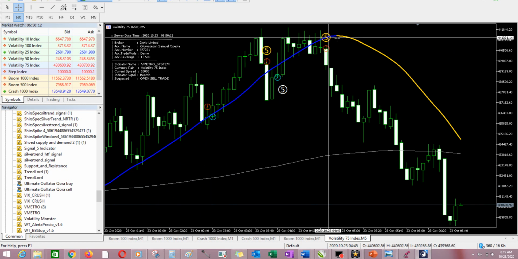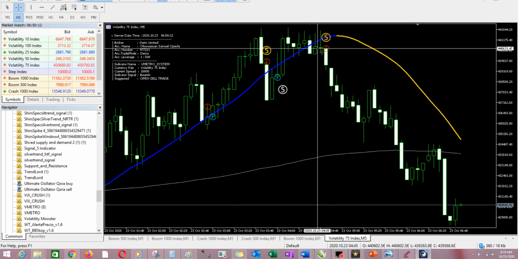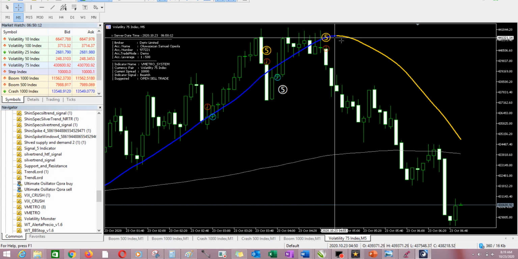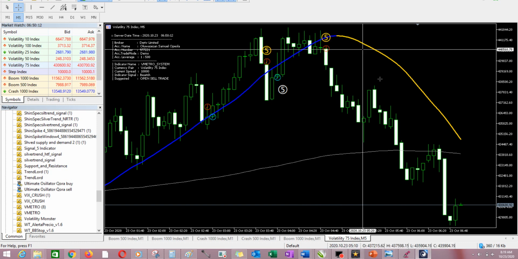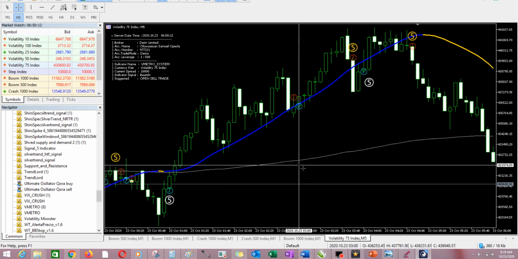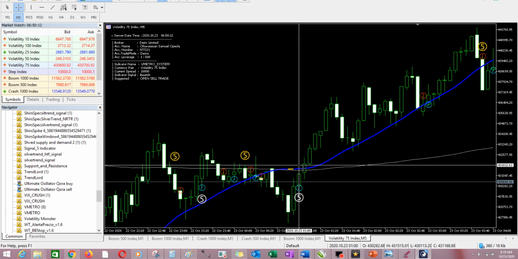But check out here, we got the same sell signal here, and all support levels were broken, and it turned from blue to yellow, and it started going down for a very long time. So that is how to go about it. This is the first strategy which you can use to trade volatility 75 using this amazing indicator.